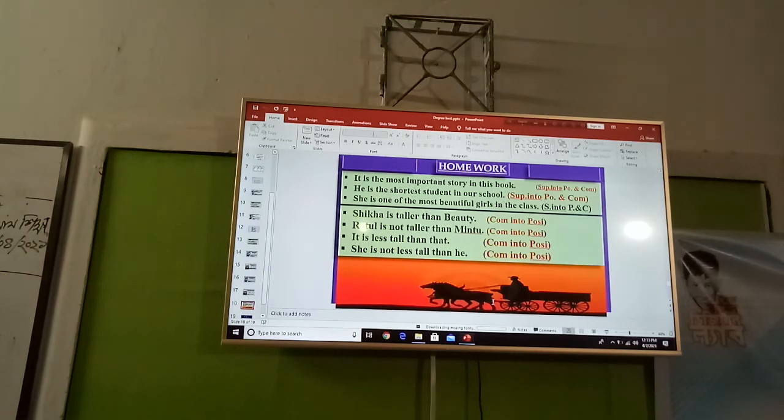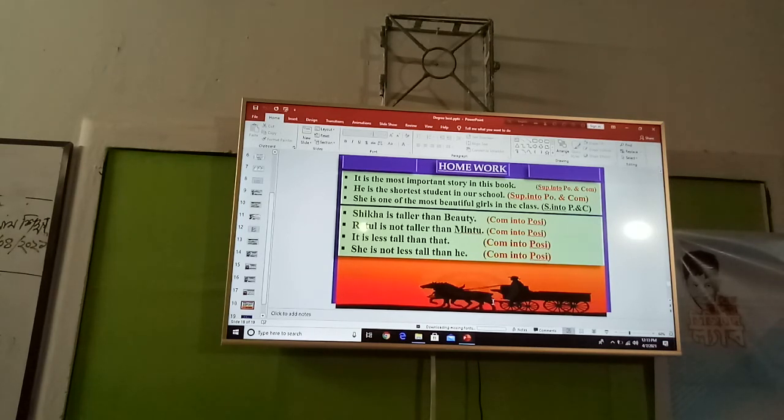Dear students, if you learn or understand the examples I taught earlier, you will be able to explain all the directions used here. But if you cannot understand the earlier examples, you will not be able to solve this problem. So try to understand the previous examples I taught. These examples will help you to write the correct answers for these homeworks. Okay, now write down the homework in your diary.